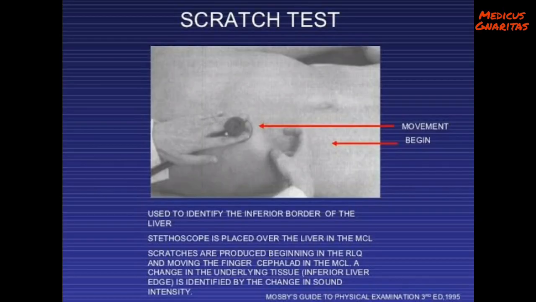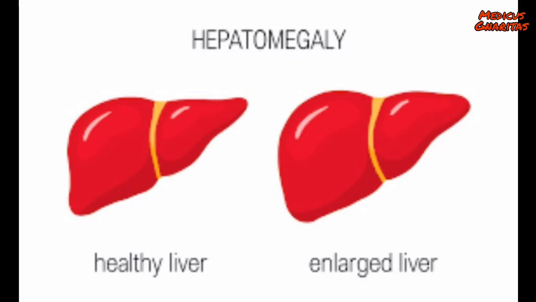Liver scratch test. A stethoscope is placed below the xiphoid and the mid-clavicular line and is scratched with a fingernail. The scratch can only be heard distinctly over the liver. This is more accurate than percussion. Hepatomegaly: an enlargement of the liver is well defined by ultrasonographic findings of liver span greater than 16 centimeters in the mid-clavicular line. This can be caused by various conditions including malignancy, infection, or venous congestion.